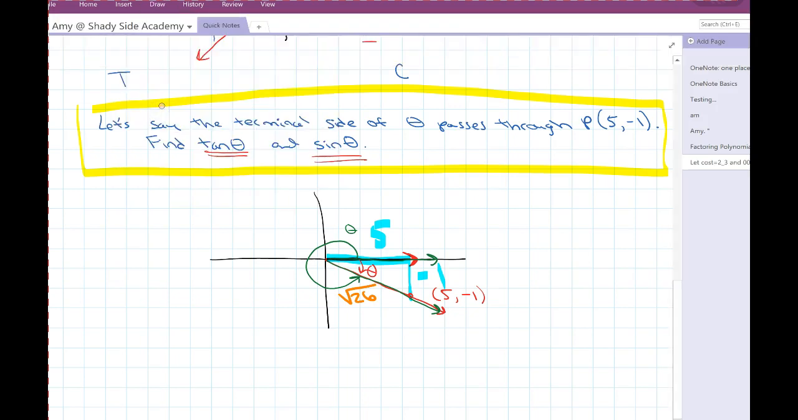All right. So now let's go ahead and find the tangent of theta. Tangent of theta, we are in quadrant 4 where tangent is negative. Tan theta is opposite over adjacent. Tan theta is -1/5. Sine theta is also negative in quadrant 4, and sine is opposite over hypotenuse, so -1 over root 26. There you go.